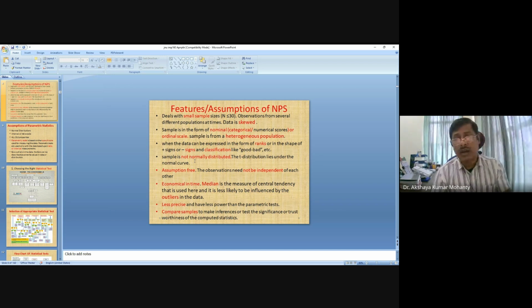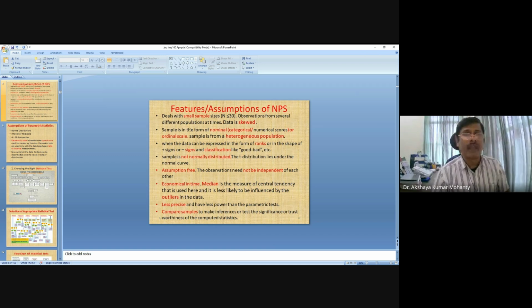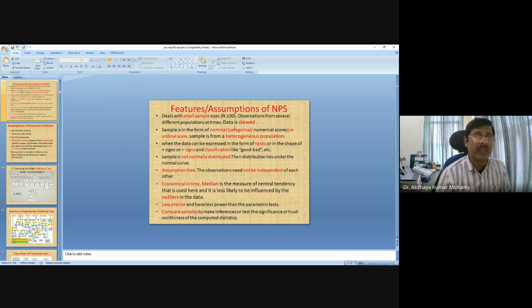So please, dear scholars, just note it. And this is a very important one. It deals with small samples. That means the number of samples must be less than or equal to 30. If it is greater than 30, it will be a large sample. So that means NPS will be utilized only when there is a small sample case. That's the first assumption of features we can see.